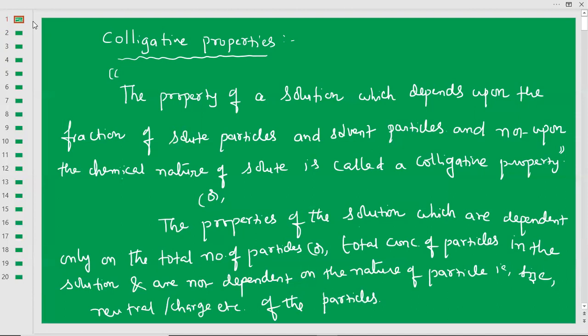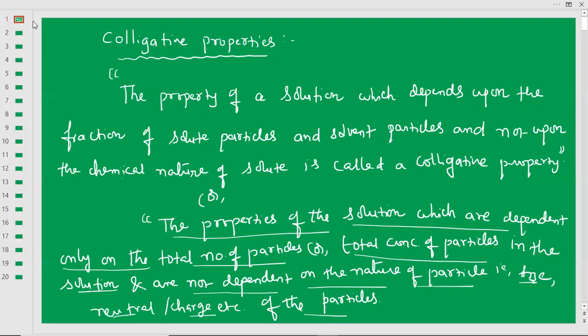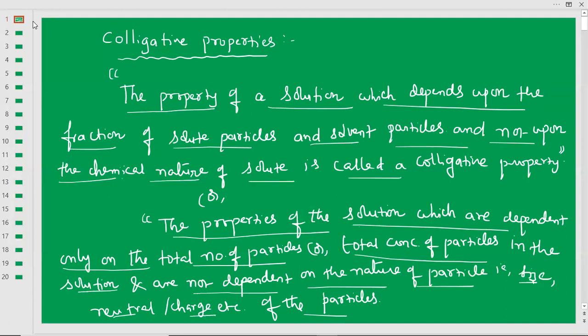So you can also define colligative properties as the properties of the solution which are dependent only on the total number of particles or total concentration of particles in the solution, and not dependent on the nature of the particles, size, neutral or charge, etc. In other words, the property of a solution which depends upon the fraction of solute particles and solvent particles and not upon the chemical nature of the solute is called a colligative property. So in this way we can define colligative property.